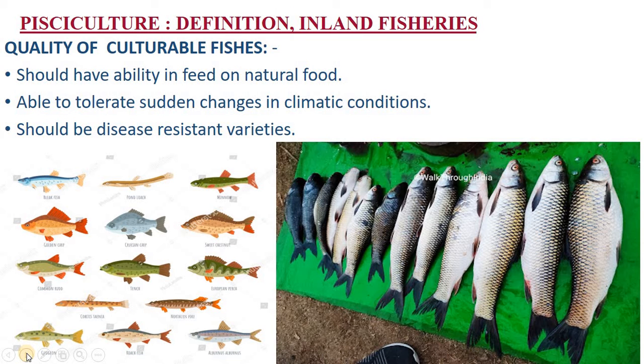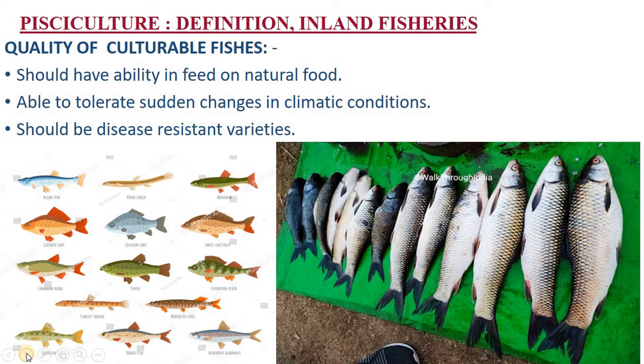Quality of the culturable fishes. What are the qualities of culturable fishes? They should have the ability to feed on the natural food. So any fish we are able to rear should have the ability to feed on the natural food. Particularly, these fishes feed on the phytoplanktons and the zooplanktons. And of course, they also feed on artificial feeds. And they should have that power to feed on natural food conditions.